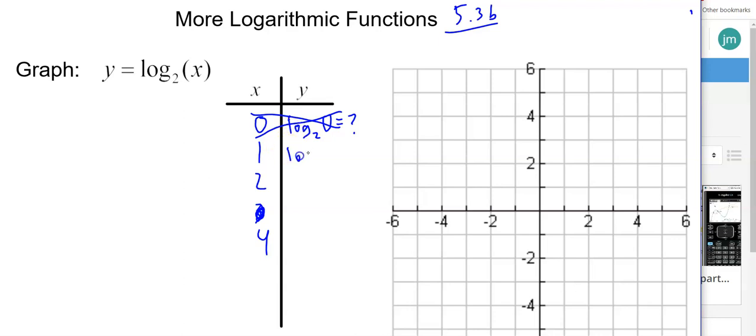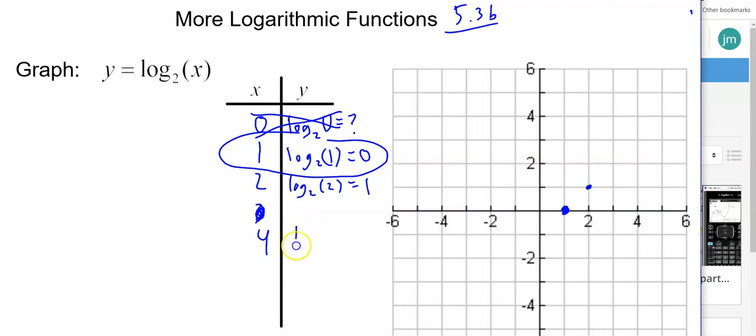So log base 2 of 1, this is one of our properties, by the way. 2 to the what power is 1? That would be 2 to the 0 power. So (1, 0) is the point I need you to remember. That is the famous point I need you to know. This would be log base 2 of 2, which is also a property. 2 to the what power is 2? The first power. So (2, 1) is the point on the graph.